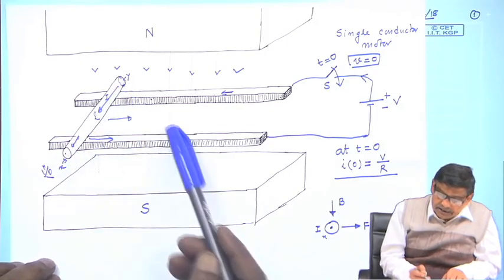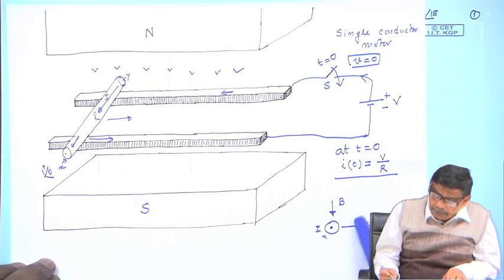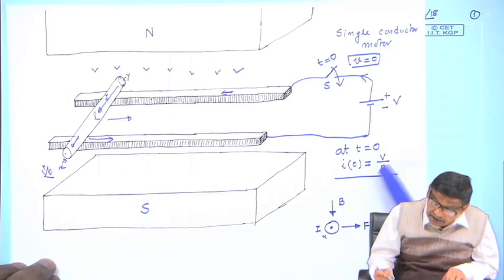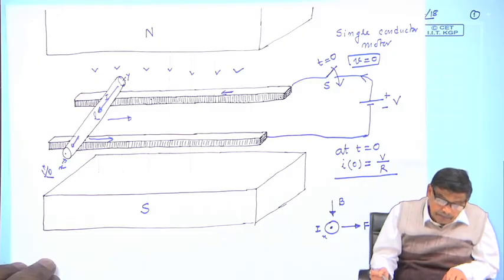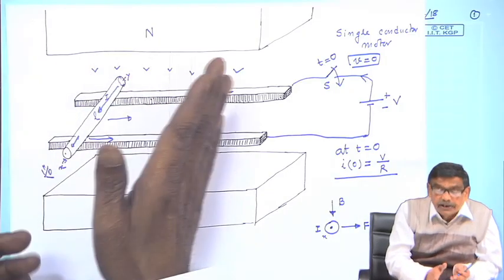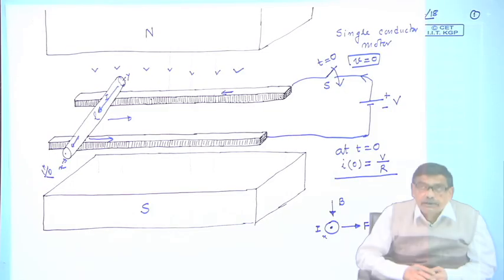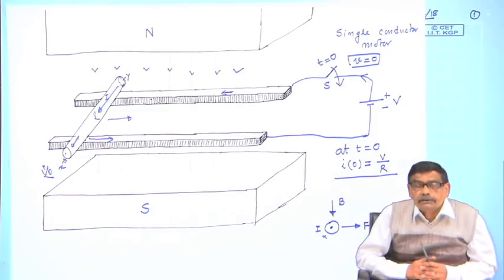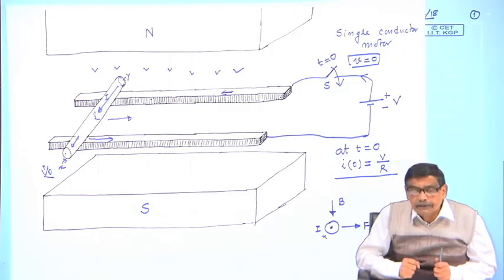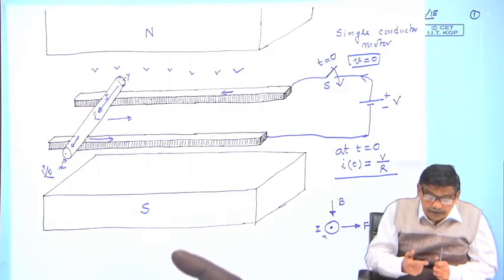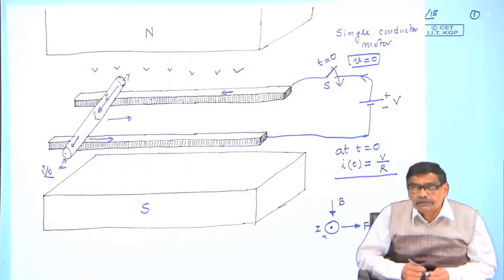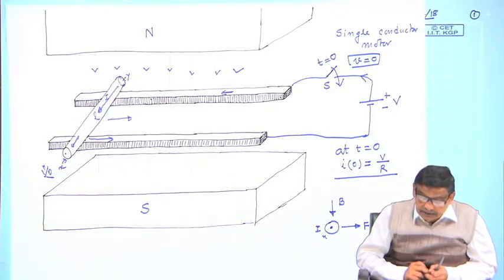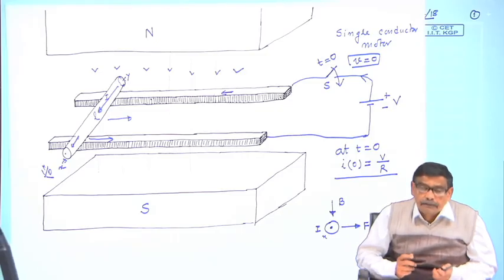When it was stationary, it experienced a force the magnitude of which is B into V by R, this I, into L. But as it starts moving, it will have some velocity. Therefore, we also know that a conductor moving with a velocity v and placed in a magnetic field B must generate a voltage across its two ends x and y, and the magnitude of the voltage is B L v.